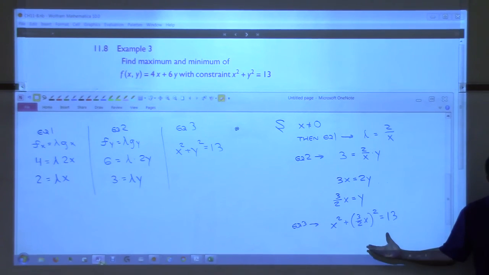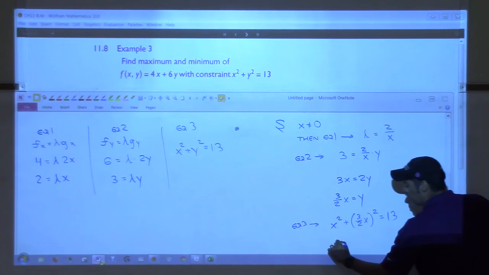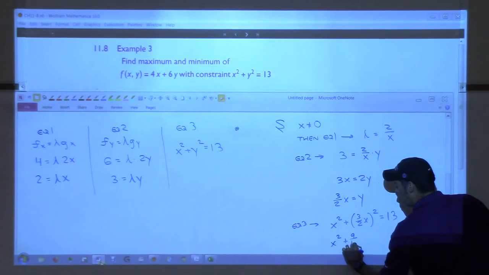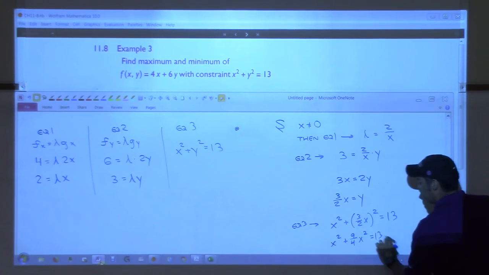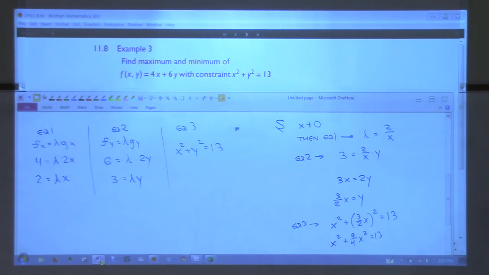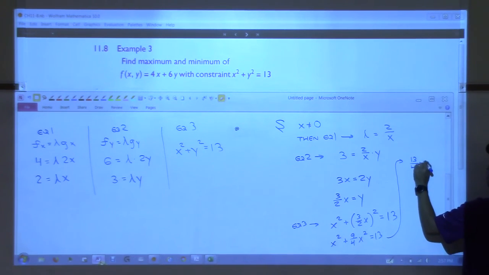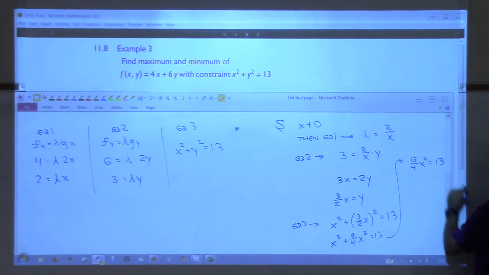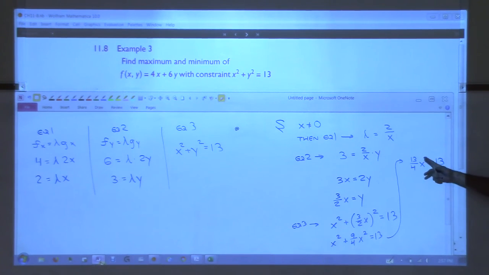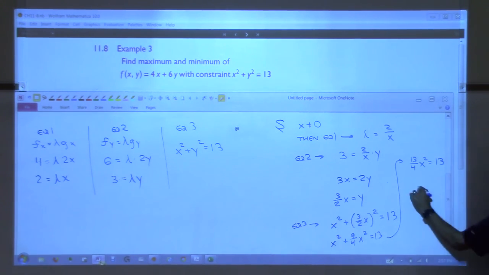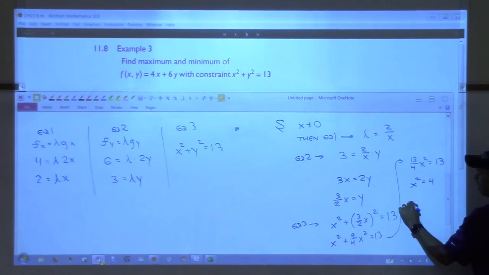And now we have an equation with one variable in it. So let's solve this. This is x squared plus 9/4 x squared equals 13. What do we get when we put x squared plus 9/4 x squared together? We get 13/4 x squared equals 13. We can multiply both sides by the reciprocal, and you'll get x squared is 4, and then you get x is plus or minus 2.